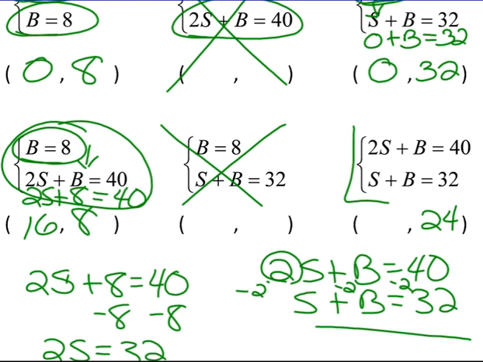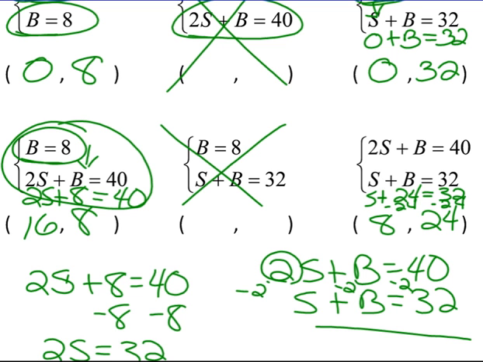I need to figure out what the s is. So I'm going to put 24 either in the top equation or the bottom one. I'll probably do the bottom one, smaller numbers. So I'm going to put 24 in here and solve that. S plus 24 is equal to 32. Subtract 24. And what is that? 6, 7, 8. So I get s is equal to 8.